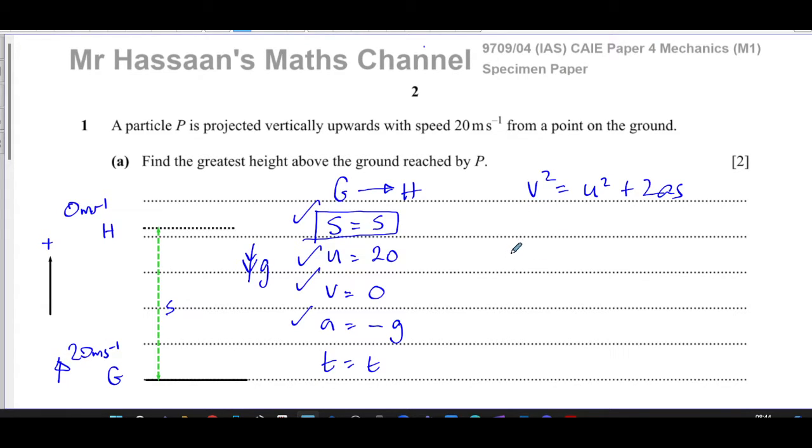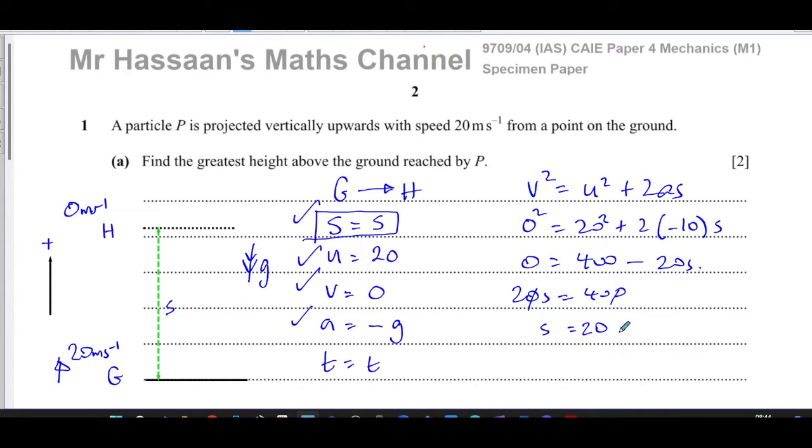Okay. So now, V squared equals U squared plus 2AS. So we can just put the values in now. So V is 0. So 0 squared equals 20 squared plus 2 times minus, now in Cambridge, we're going to use 10 times S. All right. If it was Edexcel, we put minus 9.8 here. Cambridge, we use 10. So you have 0 equals 400 minus 20S. So we can say 20S equals 400. Divide both sides by 20. So you're going to end up with S equals 20, okay, because you have 40 over 2.